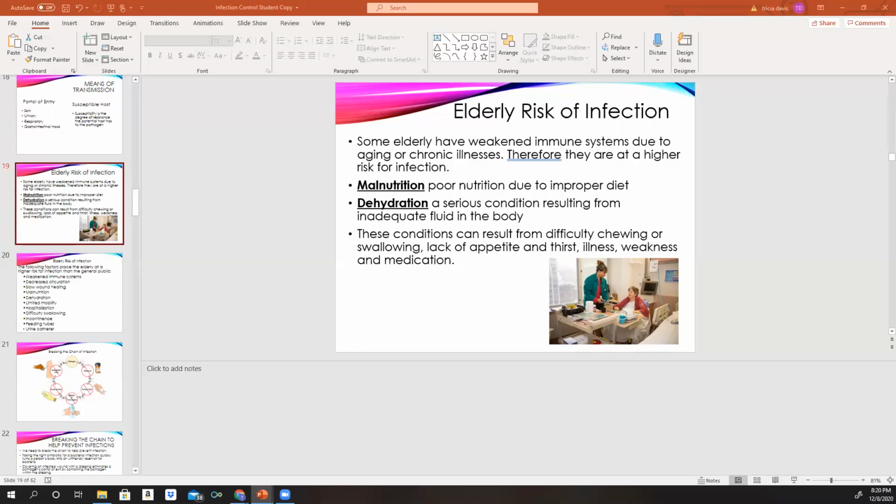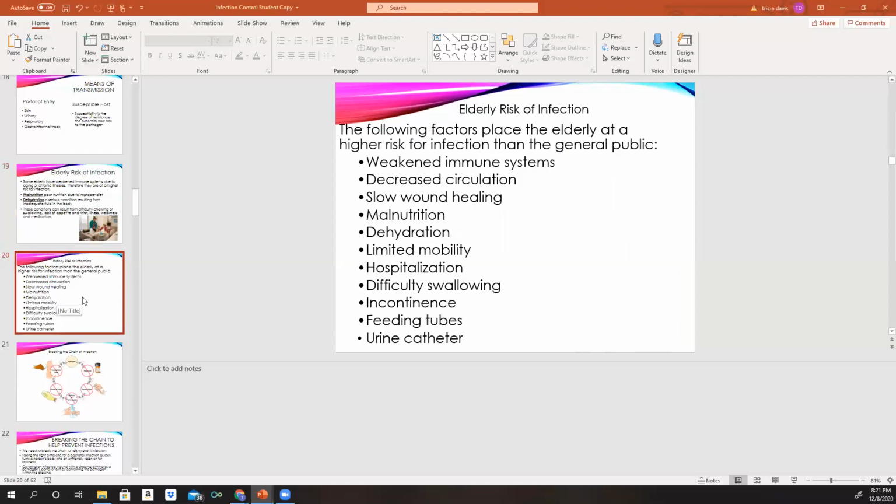And then dehydration, which is a serious condition resulting from inadequate fluid in the body. A lot of older people, as they get older, lose that drive to tell them to drink. So a lot of your older population do become dehydrated, which puts them at more risk for developing an infection. These conditions can result from the examples I already named, but also maybe if they have difficulty chewing, if they can't afford dentures, or they have some loose teeth, or some teeth that hurt, or maybe they've had a stroke and they have impaired swallowing, or they have a lack of appetite. Maybe they even take medications that change their appetite. There's a variety of things that can cause that.